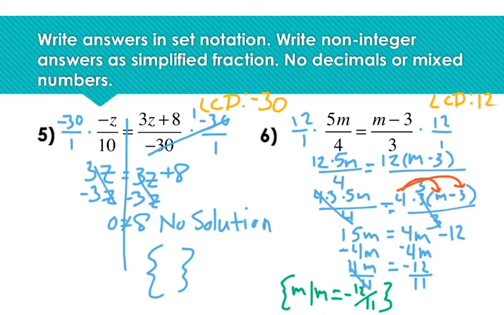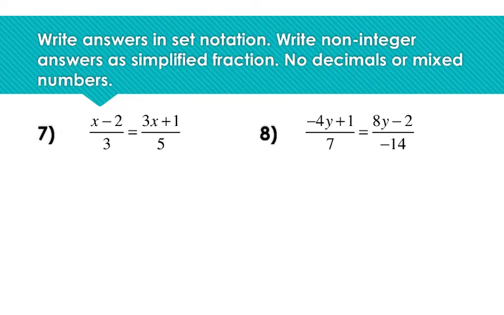So actually factoring down our 12 to 3 and 4 is helpful in simplifying this equation so that we can solve for the variable m. Let's go ahead and take a look at number 7 now. We have x minus 2 divided by 3 and 3x plus 1 divided by 5. So here, we're going to look again for that least common denominator.